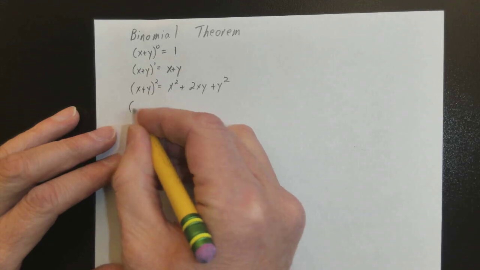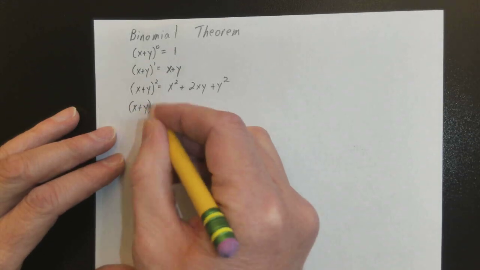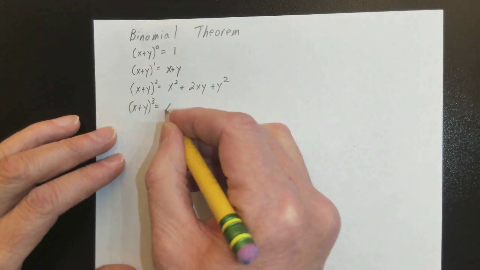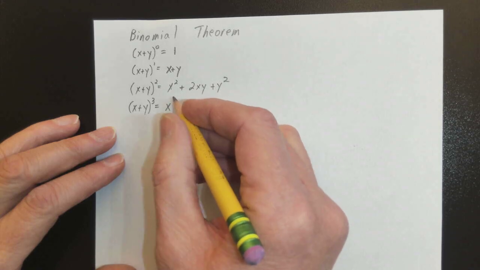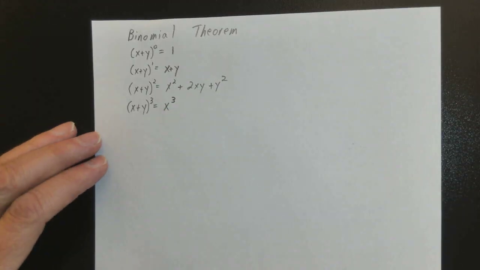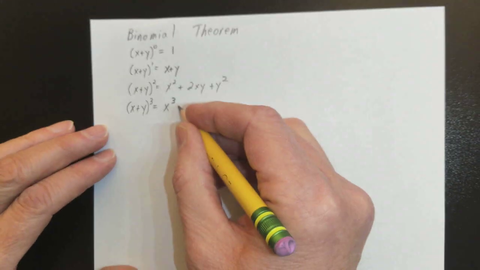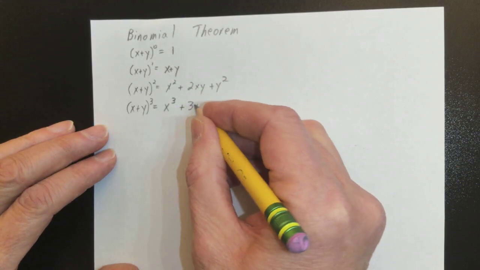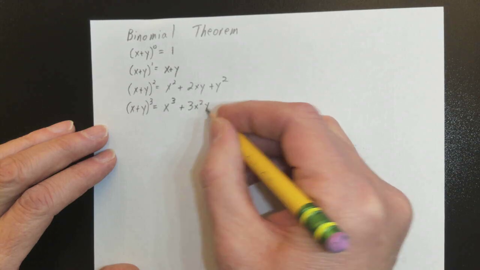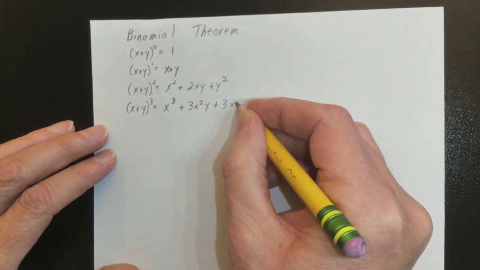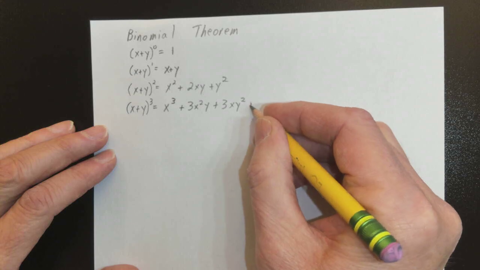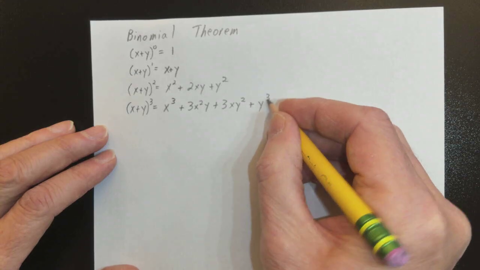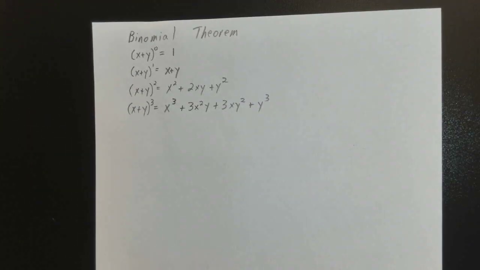I'm going to do one more. We may have even explored this a little bit, but if I raise x plus y to the third power, it's x cubed plus 3x squared y plus 3xy squared plus y to the third. Okay, I'm going to kind of stop there for a moment.